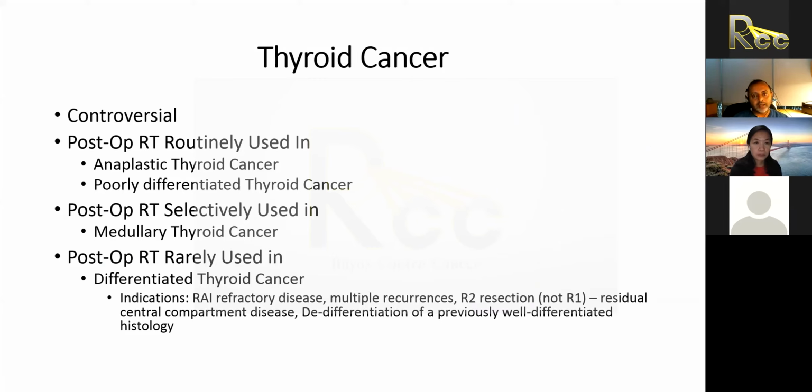I split this up into routine, selective, and rare. Routine, I think we already all know: anaplastic thyroid cancer, and then poorly differentiated thyroid cancer. PDTC is a relatively newly recognized histologic variant of thyroid cancer in the last 10 to 15 years. I wanted to make the point that these patients also do poorly.